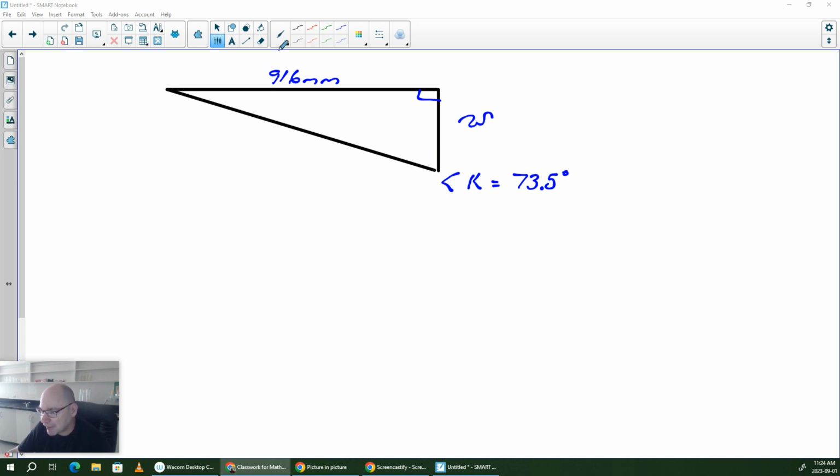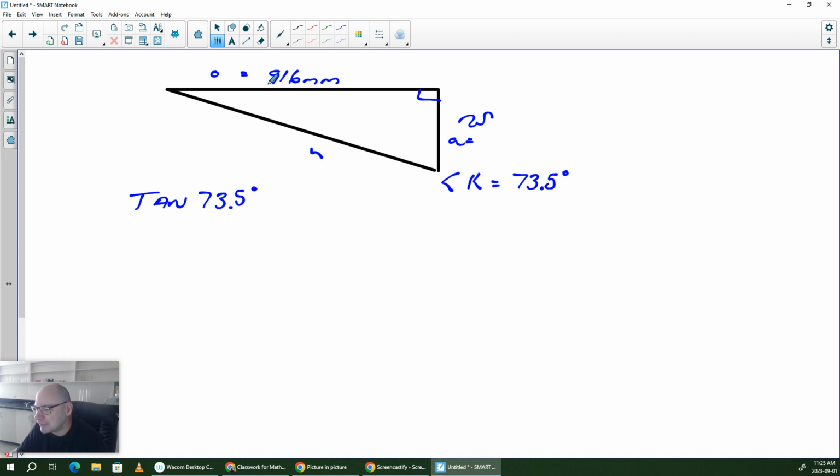Okay, so we've got to identify our sides first. This is our opposite this time. This is our adjacent. And this is our hypotenuse, which we don't need until we get into sine and cosine, but we're going to get there tomorrow. Okay, so we've got tangent of K, which is 73.5. Okay, so that's our K value.